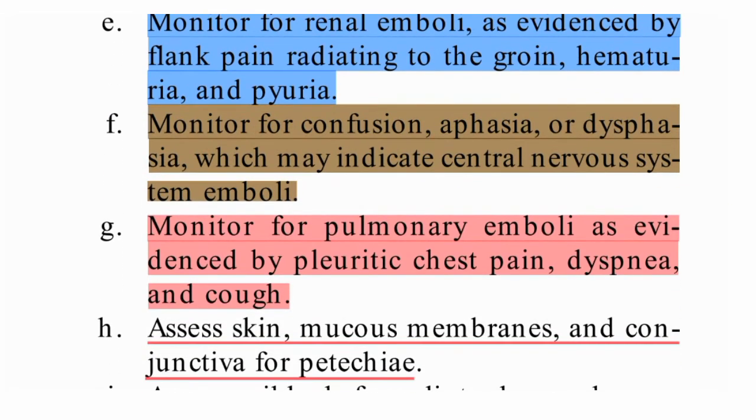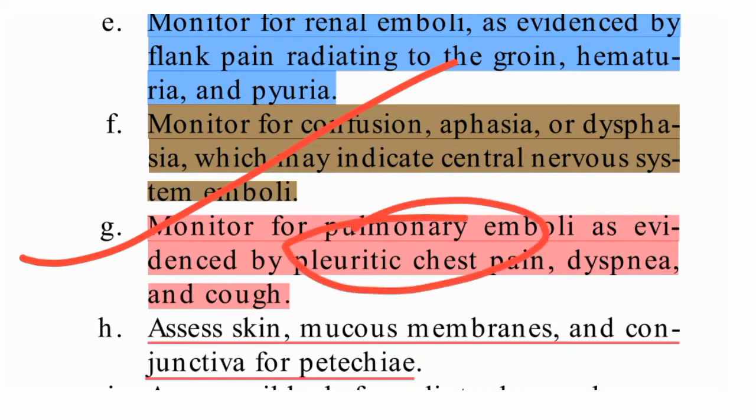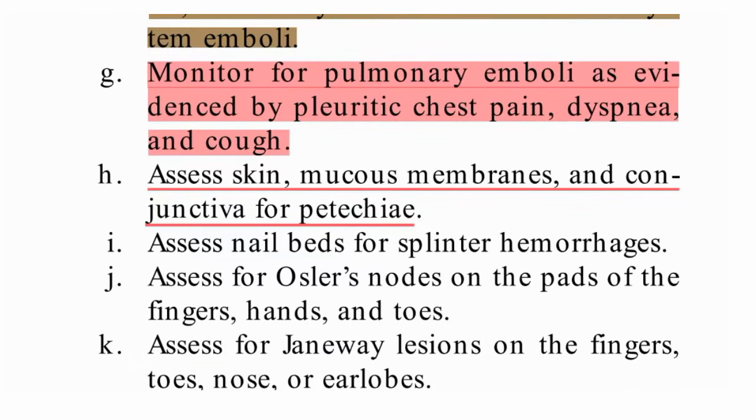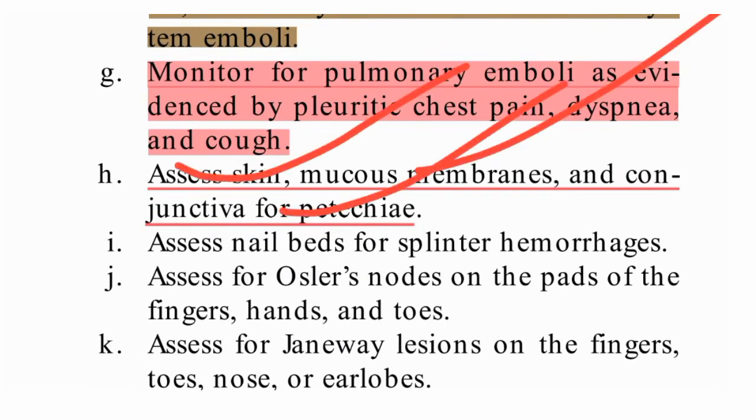Monitor for pulmonary emboli, so pulmonary emboli can also be there. So if pulmonary emboli is there, what are the signs and symptoms? Pleuritic chest pain will be there, dyspnea will be there, and cough will be there. Assess skin, mucous membrane and conjunctiva for petechiae. We need to assess the skin, mucous membrane, and conjunctiva for any petechiae.